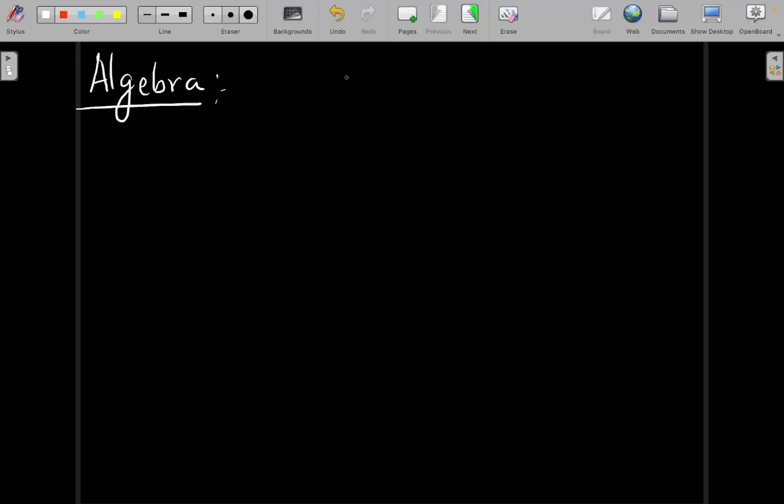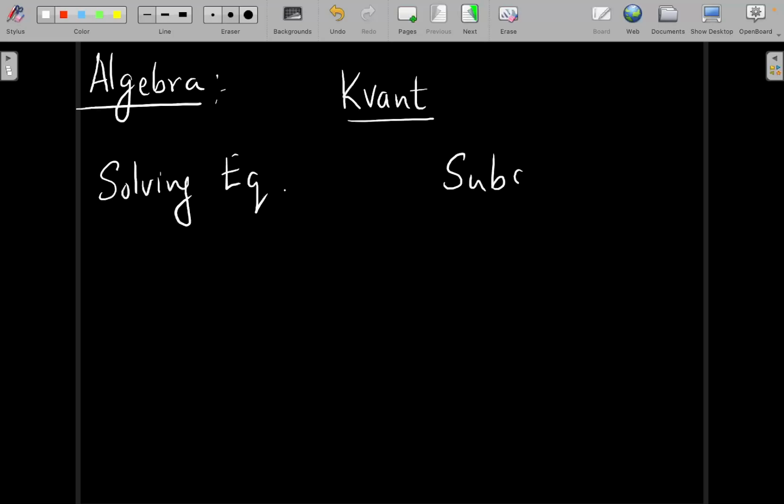Now for this first lesson I picked up an early article in KVANT magazine, the famous Russian magazine. I think it's around the 1970s, and in this article the author deals with solving equations by a good substitution. We all know that a good substitution might cause a very nice simplification, and he does so in this article with a series of examples.